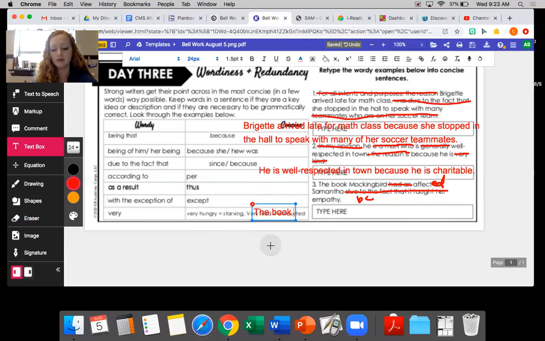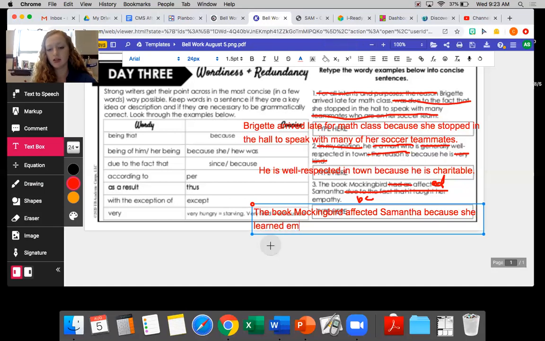The book Mockingbird affected Samantha because she learned empathy. Okay?